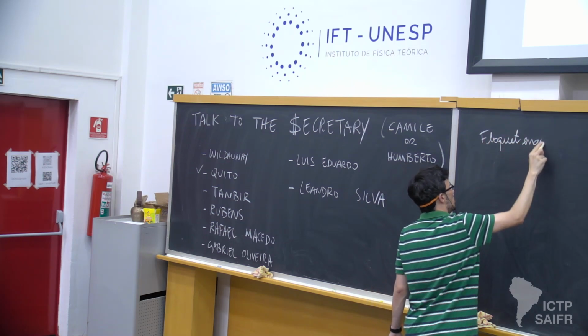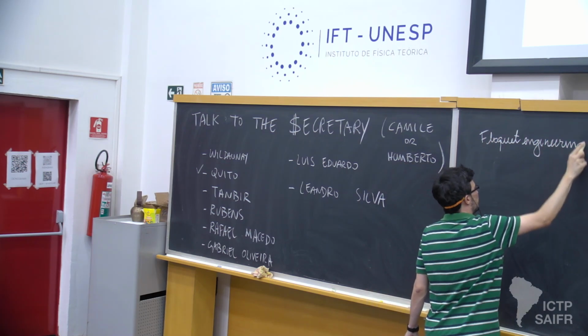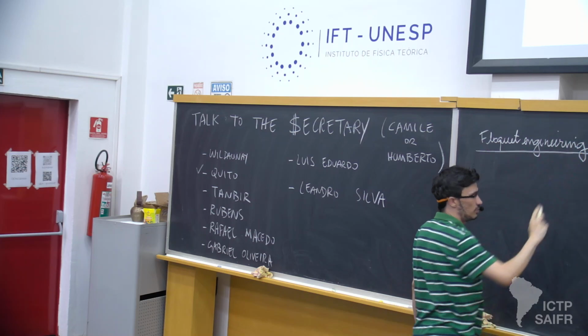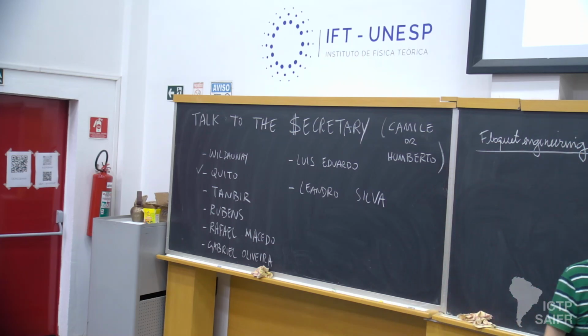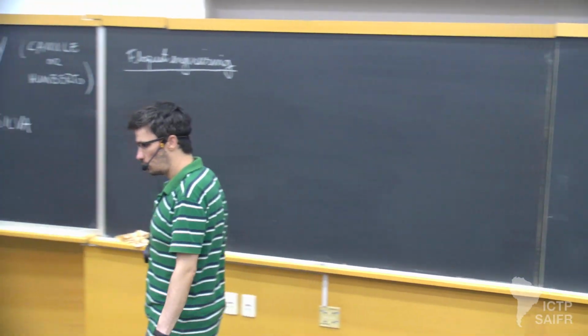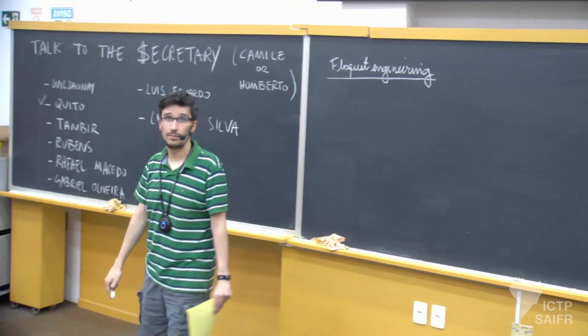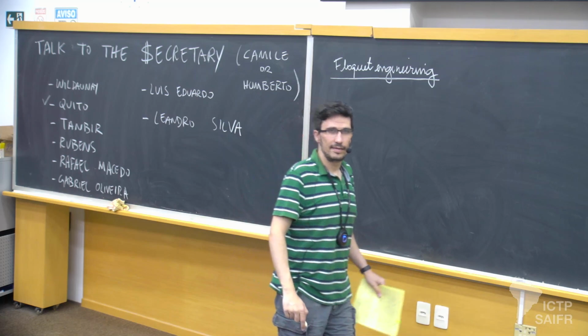Floquet engineering. Yesterday, and we are continuing today, we're talking about graphene first. So we started with a spin half. Your homework yesterday was to solve the same problem for a spin 1. And then we moved on.